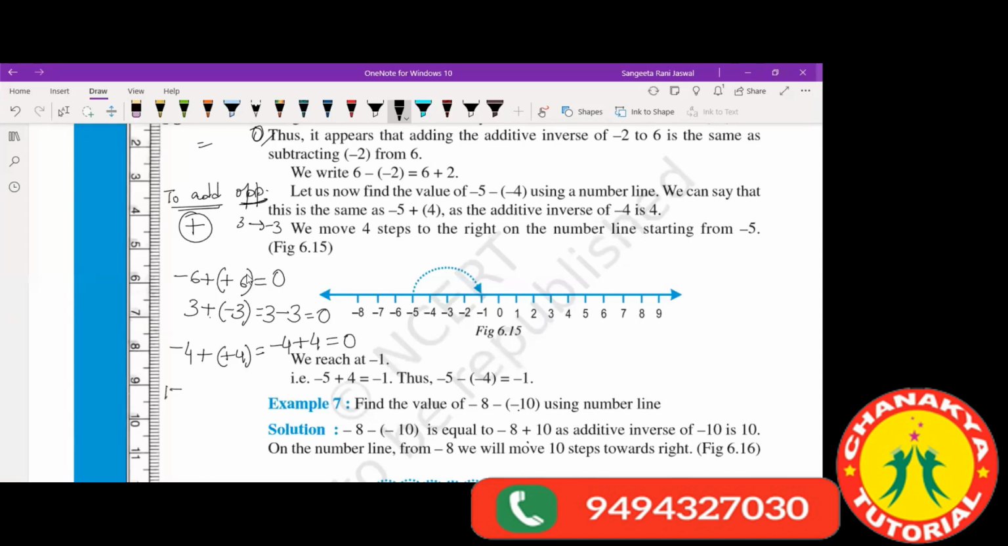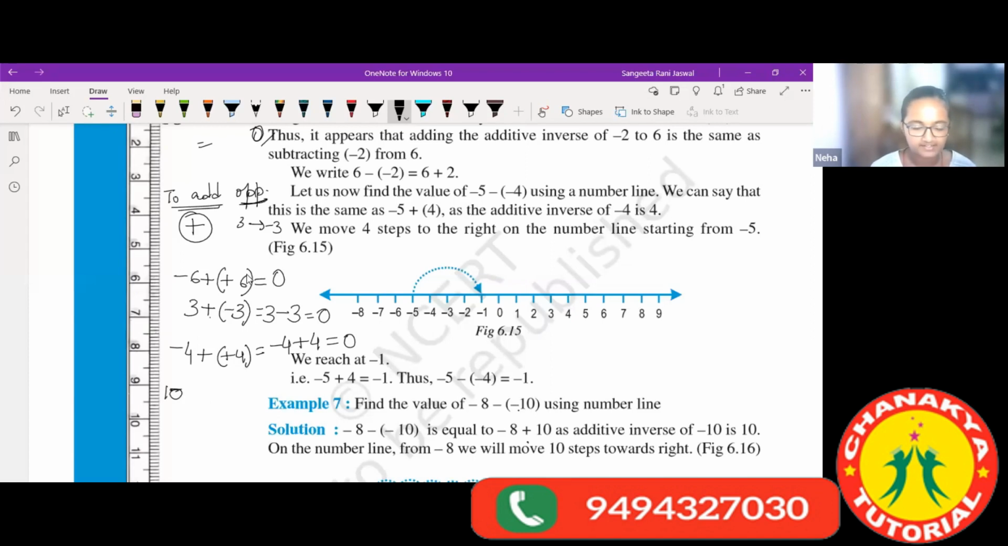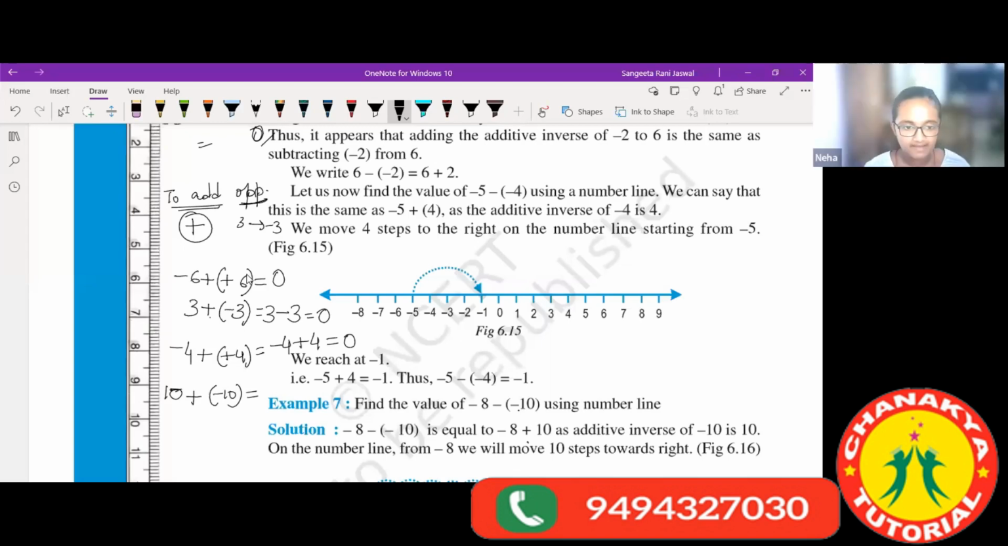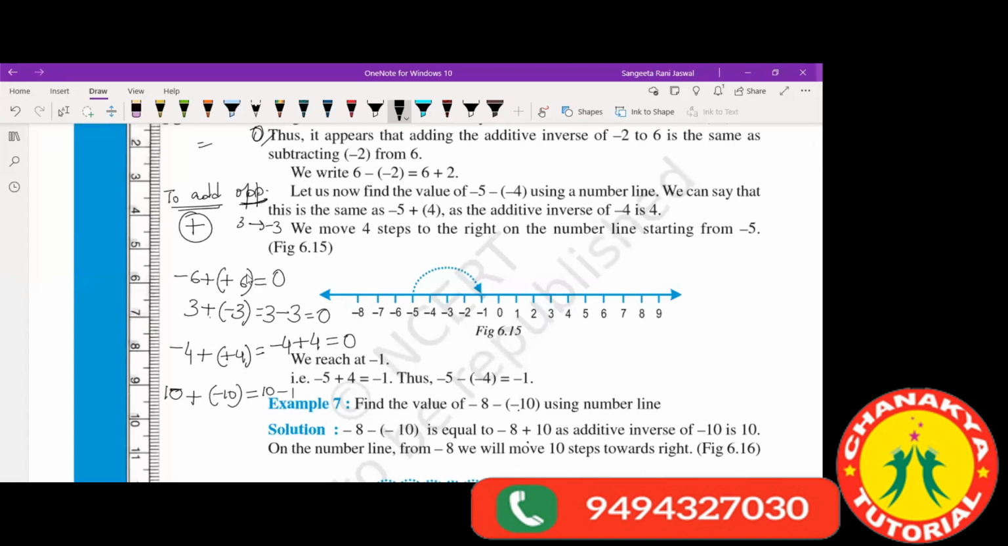Okay, now tell me, this is number 10. What will I write now? Ma'am, the opposite of 10 is -10, so we add. And what will be the answer? Plus and minus will be minus. Plus and minus becomes minus, and this will be 0. Very good. Okay, you get it?